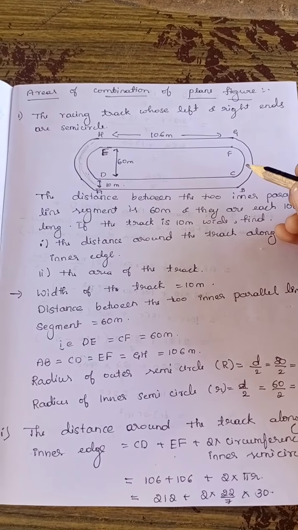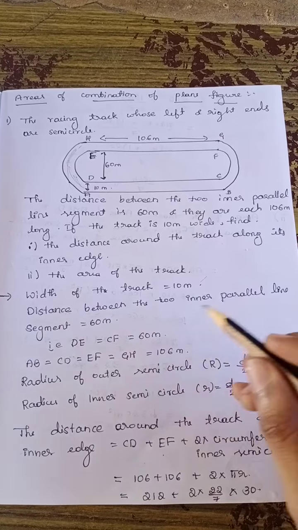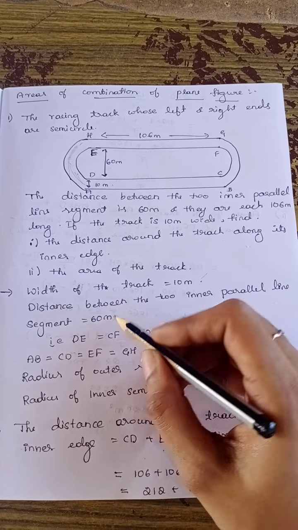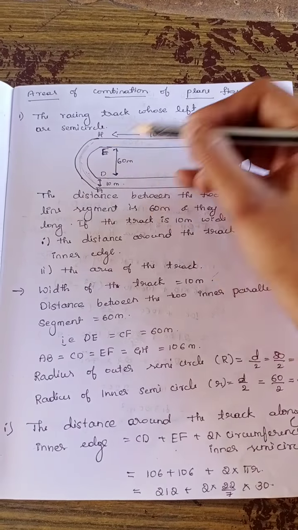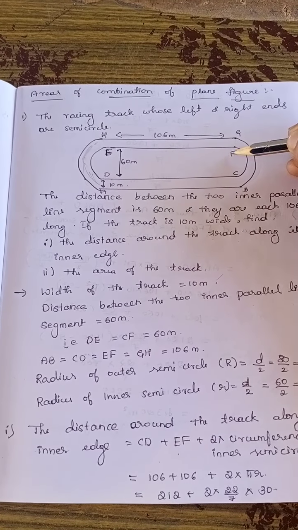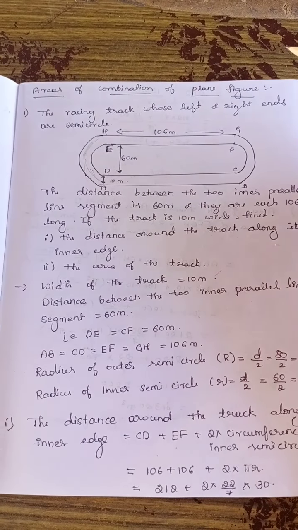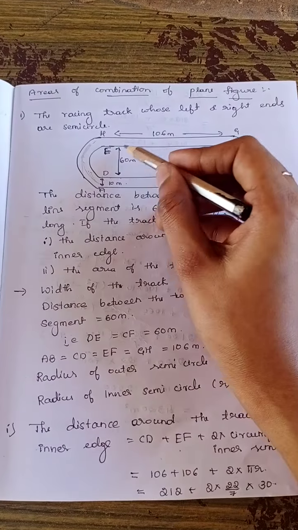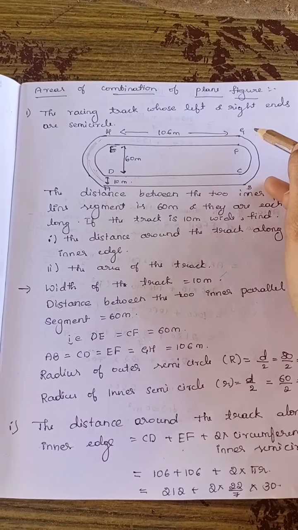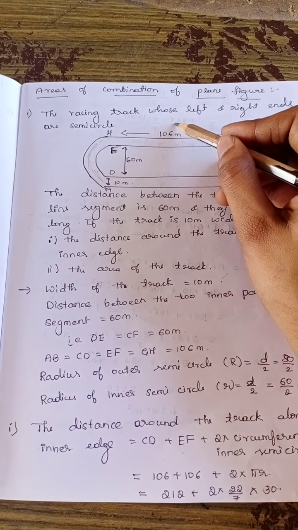Now let us see what is given. The width of the track is 10 meter and the distance between the inner parallel lines is 60 meter. The inner parallel lines are ED and FC. The distance between FC and ED is equal to 60 meter and it is also given that AB, DC, EF, HG, the lengths of the parallel lines, are 106 meter.